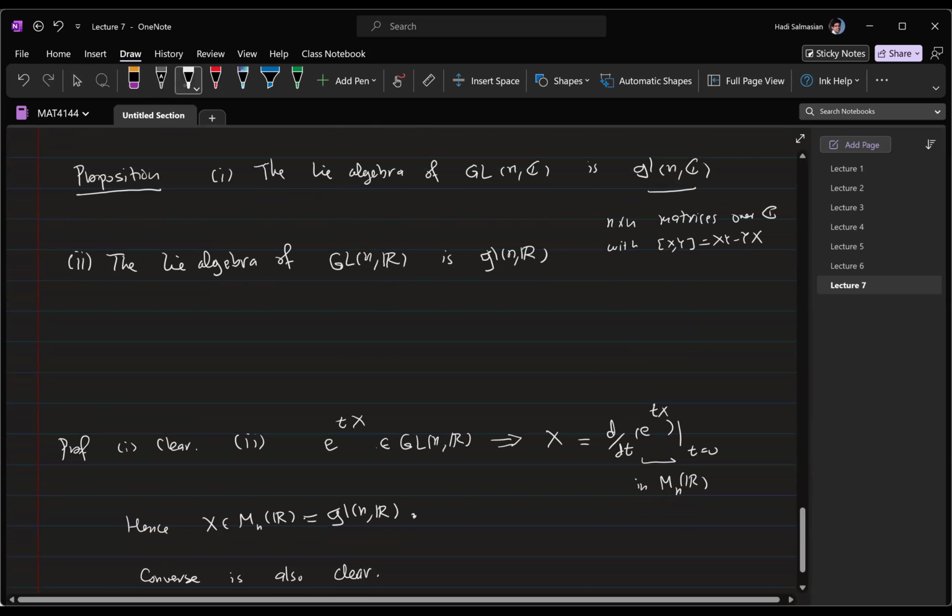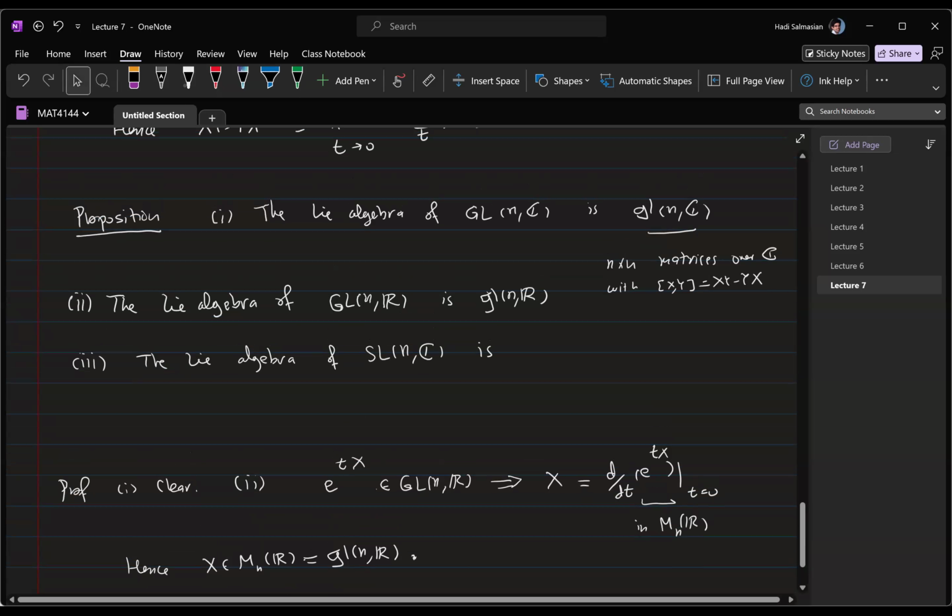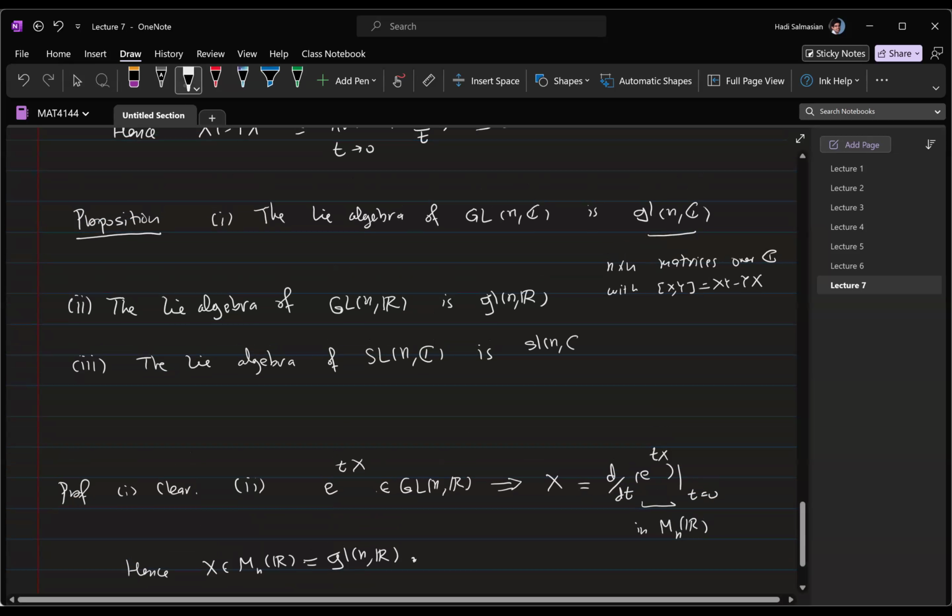Now here's another example. What about we take the Lie algebra of SLN? Now here we might need a trace condition. So what is this Lie algebra? Well, we call it this Lie algebra SLNC. I guess I've introduced this notation before, right? This is like elements in GLNC with trace 0.